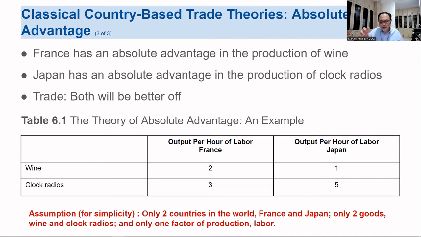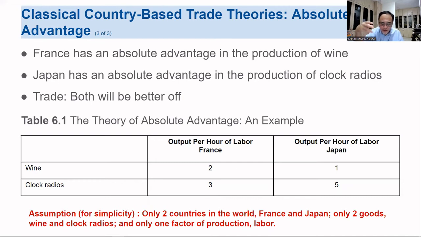It's basically your productive labor that should be utilized for a specialized product. Okay, specialization. So by trading with Japan, rather than producing the clock radios itself, France saves 0.33 hours of labor. France can use this freed-up labor to produce more wine, which in turn can be consumed by French citizens or traded to Japan for more cloth.